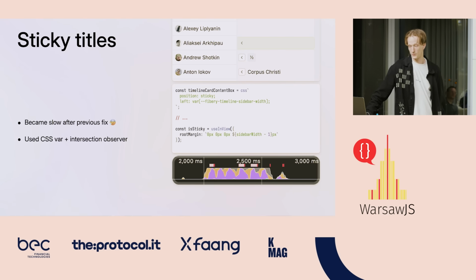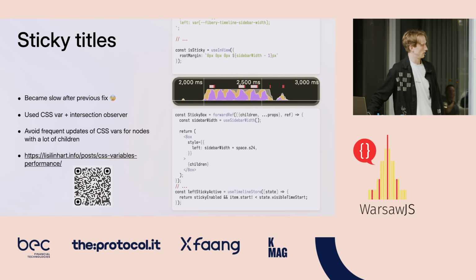Turns out that sometimes CSS is slower than JavaScript, and you should avoid updating frequently variables on containers that have many children. So I switched to JavaScript solution and just derived those flags and values from our state. And it was much, much faster.